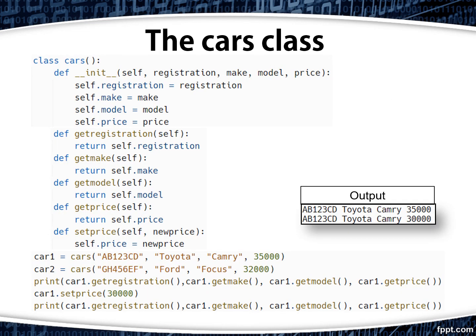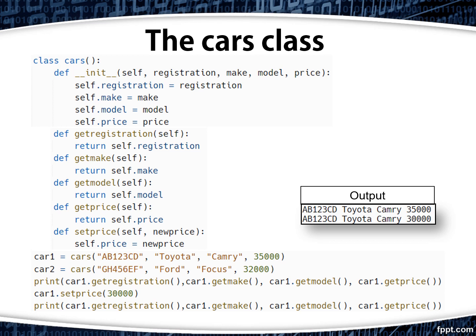Here we can see the cars class. It starts with the constructor where we pass self and all the values that we need to apply to self's attributes. That's self.registration, self.make, self.model and self.price. Then we have our getters. We have a getter for get registration, get make, get model, and get price. Then we have our set price method that allows us to apply a new price.